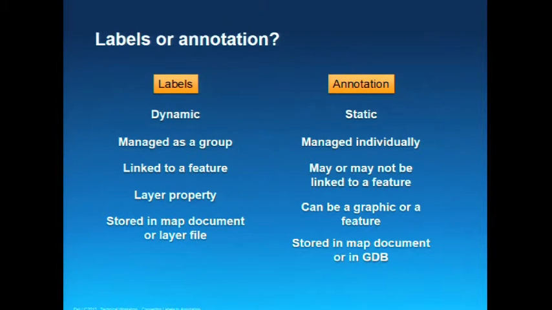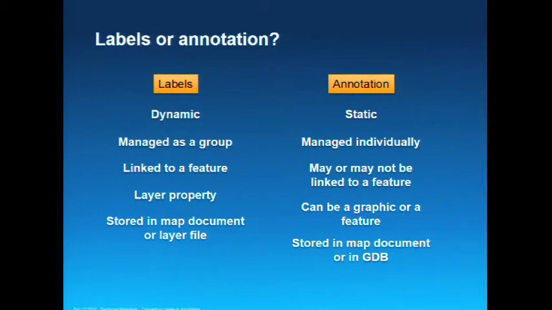Annotation, on the other hand, is static. Once it's created, it's not moving anywhere unless you go into an edit session and move it yourself. It may or may not be linked to a feature. When you convert it over from a label to annotation, if you choose standard annotation, you've broken that link. It stands alone now. If it's feature-linked annotation, you've maintained the link. If you delete it, it's gone. If you add a new one and populate the attribute field that that annotation was based on, you will get a new piece of annotation.